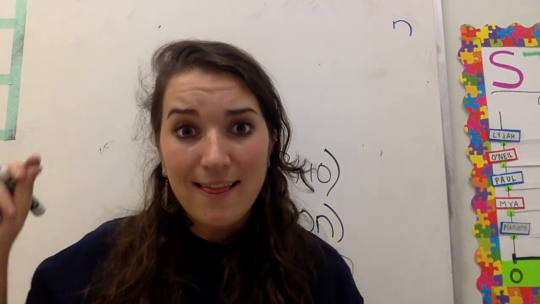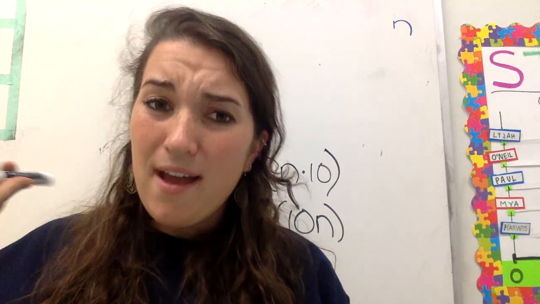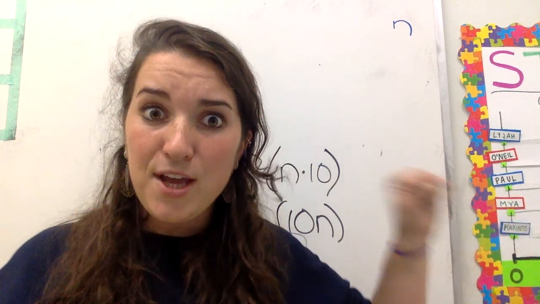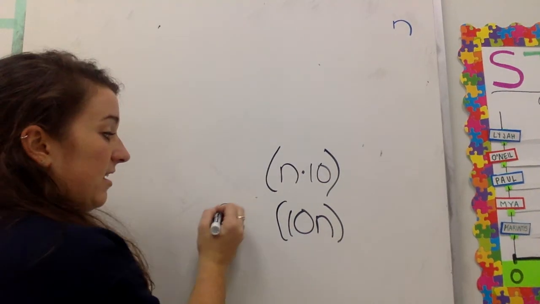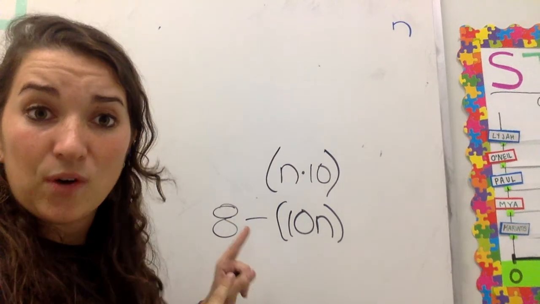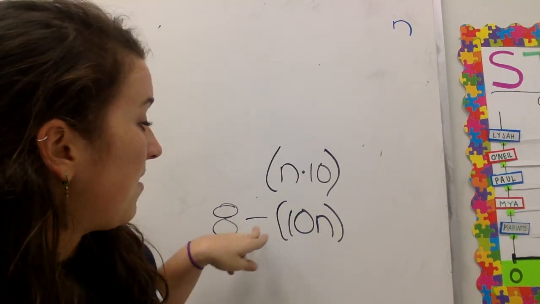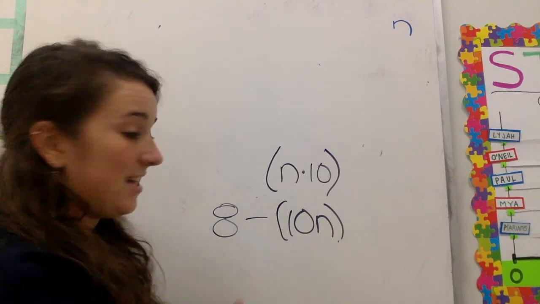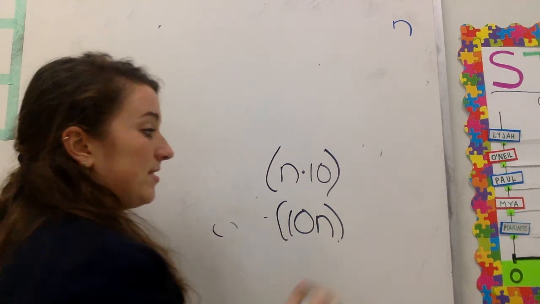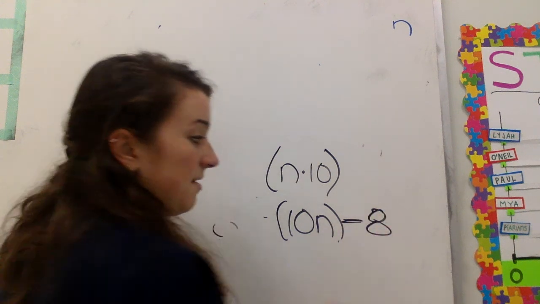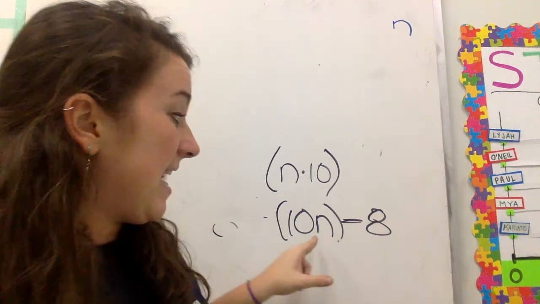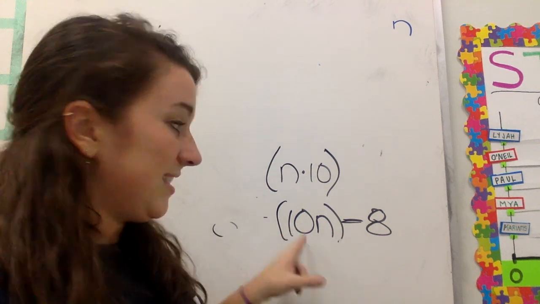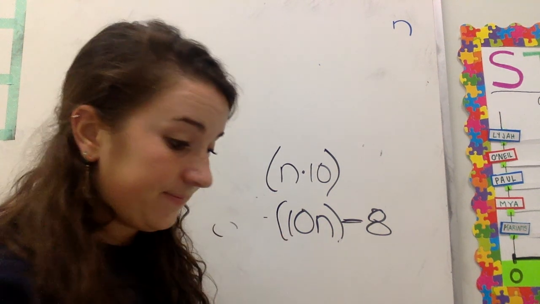Now it wants 8 less than that. If it says 8 less than, that means the minus 8 goes at the end. You're not doing 8 minus. That would be incorrect because it would be 8 minus 10n, or 10n less than 8. Less than means it goes at the end, because if you take away 8 from the 10n, it will be 8 less than 10n. So the answer is 10n minus 8.